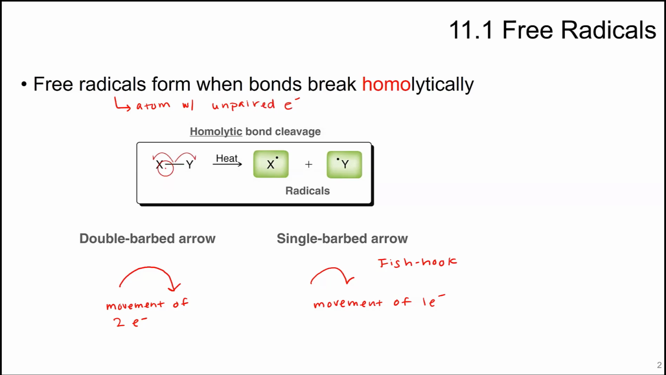In this case, one of the electrons from the bond goes onto the X, one electron goes onto the Y, so we have an X radical plus a Y radical, and that is a homolytic cleavage because each of those atoms got one electron.